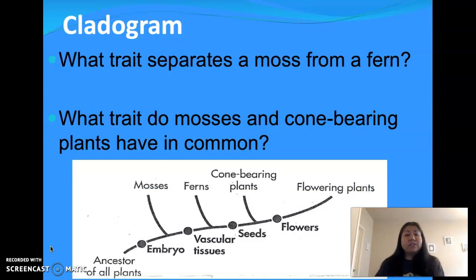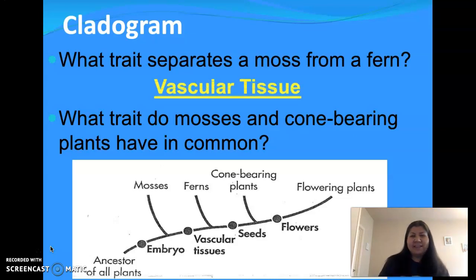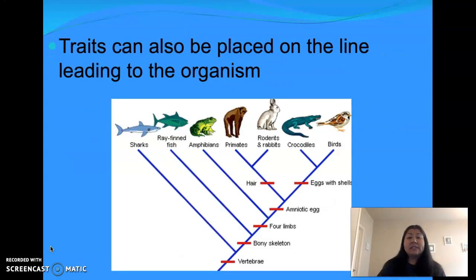So, what trait separates a moss from a fern? Good job, vascular tissues. And what trait do mosses and cone-bearing plants have in common? Embryos. Good job.